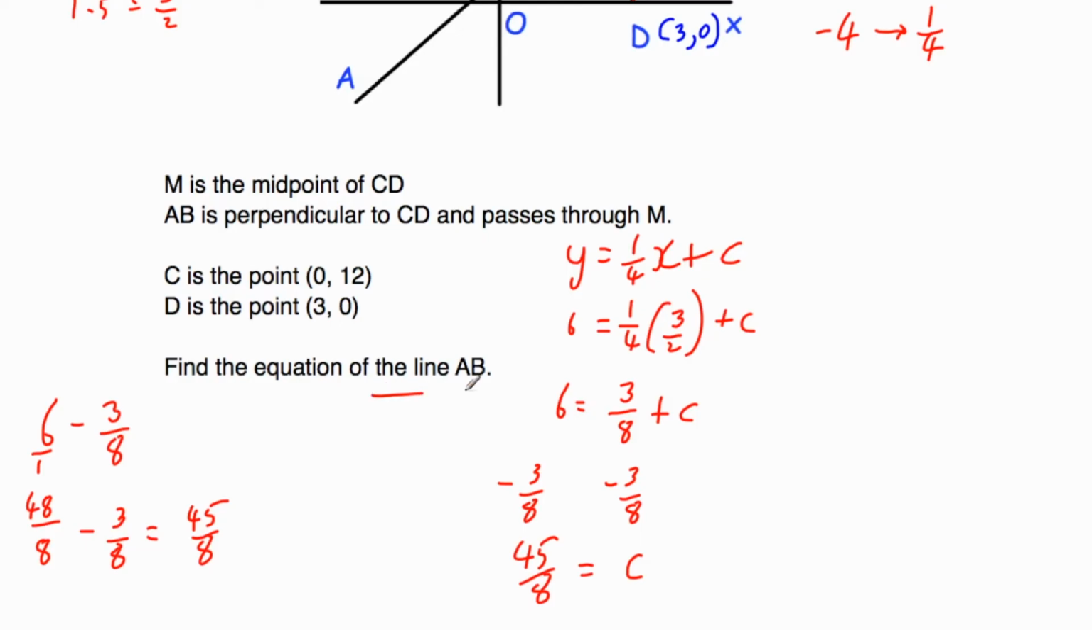Let's write down the equation of the line AB. Well, I had a gradient of a quarter, and we wanted to find the y-intercept, so we've got y equals a quarter x plus 45 over 8. And that's it. So that's the equation of the line AB. Okay, let's have a look at our next question.